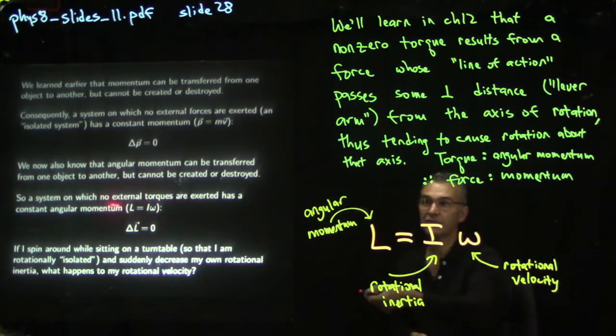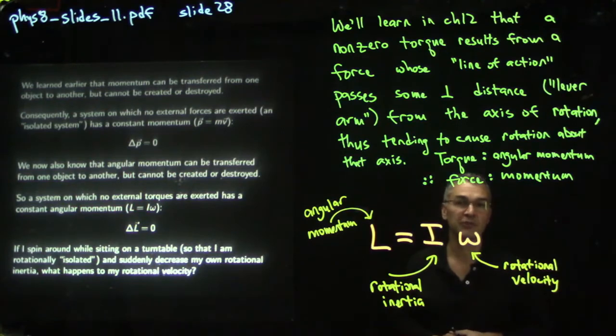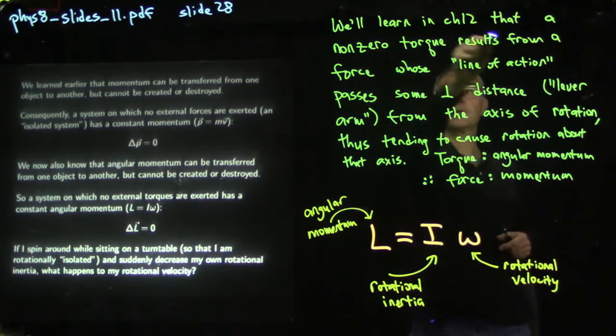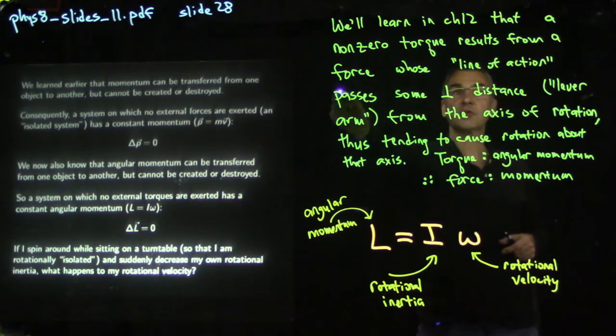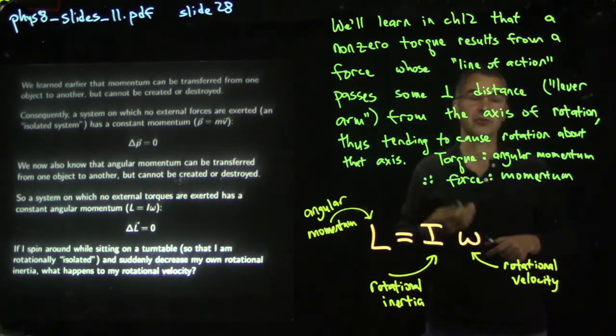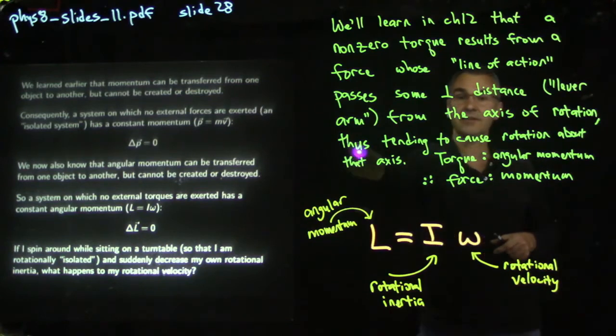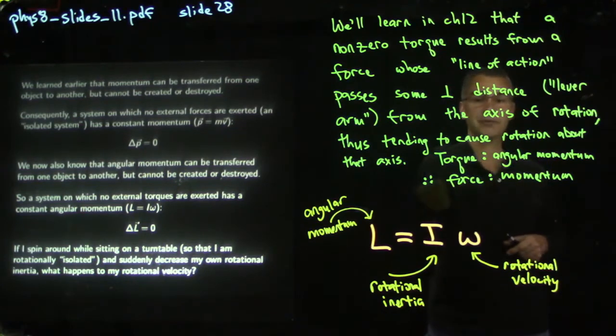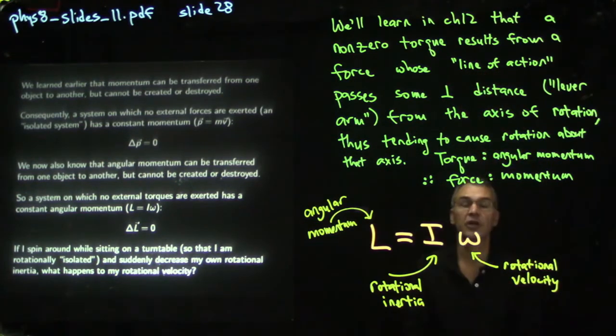We used in this sentence a word that we won't formally see until chapter 12. We used the word torque. So we will learn in chapter 12 that a non-zero torque results from applying a force whose line of action passes some perpendicular distance, and we call that perpendicular distance the lever arm, from the axis of rotation, or from a hypothetical axis of rotation, thus tending to cause rotation about that axis. So torque is to angular momentum as force is to momentum. Non-zero torque tends to change angular momentum. Non-zero force tends to change momentum.